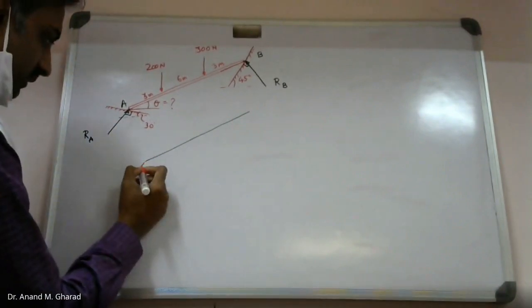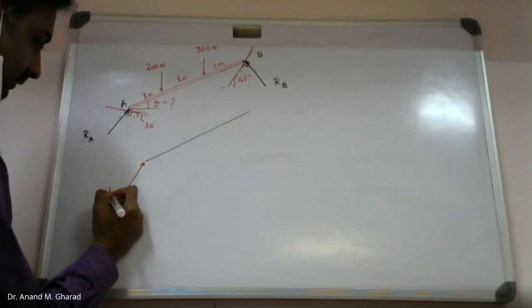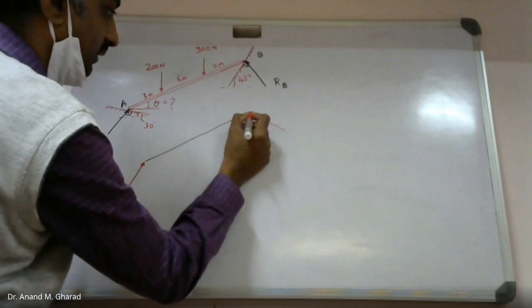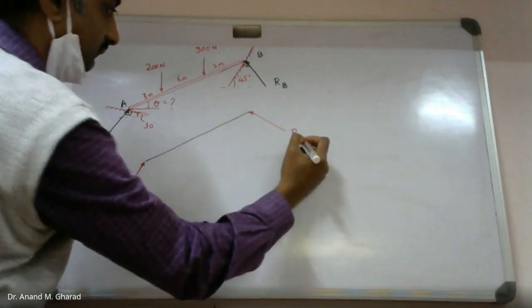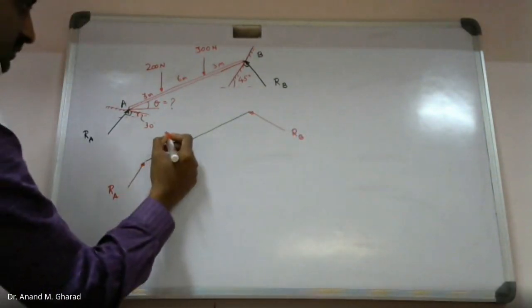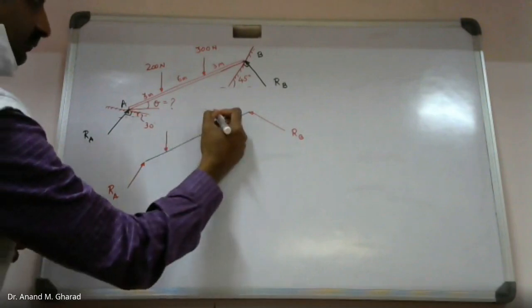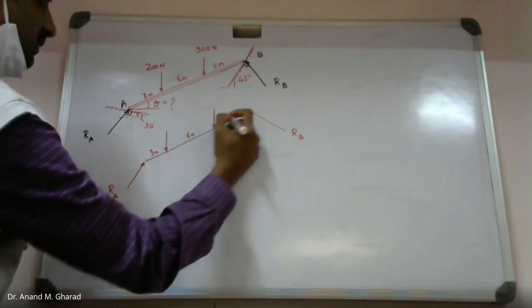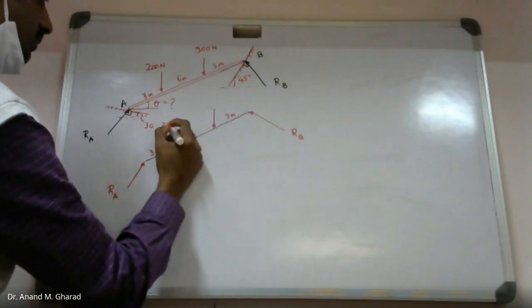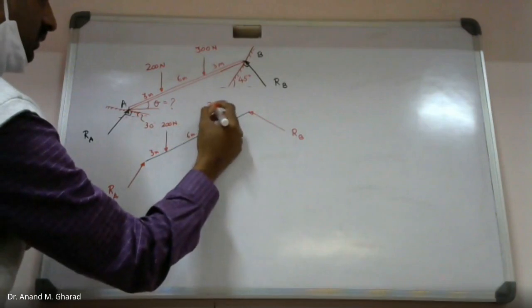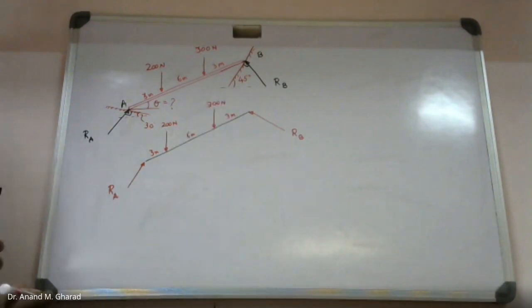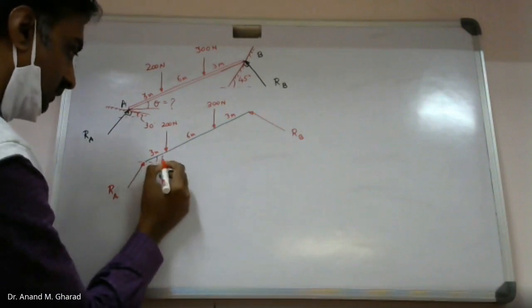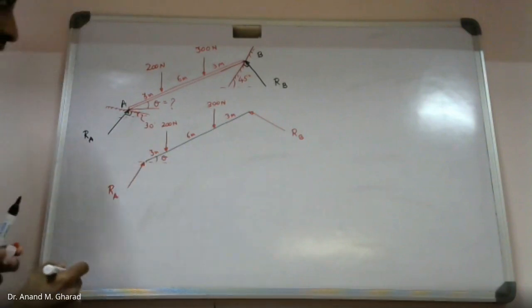So let this be RA, okay, and this shall be RB. Okay. And these are the 2 loads which are given. Distances are 3 meter, 6 meter, 3 meter, 200 Newton and 300 Newton respectively. This is what is given. One more thing is this theta, which is still unknown, that has to be found out.